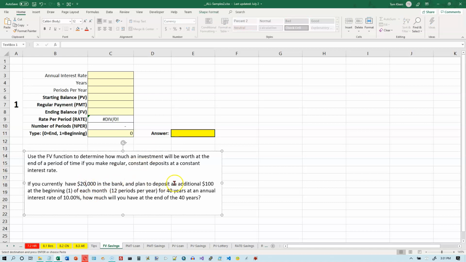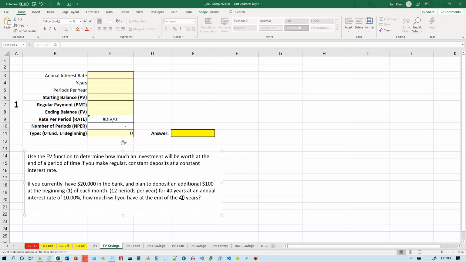So here's our problem. We have $20,000 in the bank, and we plan to deposit an additional $100 at the beginning of each month, for 40 years at an annual rate of 10%. How much will you have at the end of the 40 years? Okay. So there are 5 numbers that are all related to one another in these financial problems. And if you know 4 of them, you can figure out what the 5th one is.